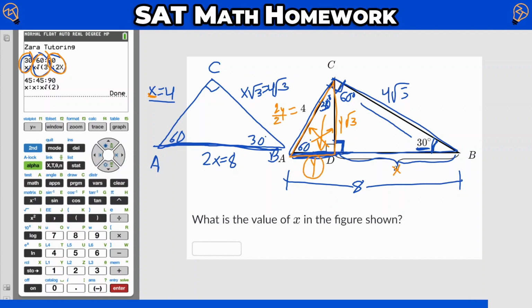So if I divide by 2 here, I find that y is 2. Well, if y is 2 and this whole thing is 8, I could do 8 minus 2 and I obtain that x is 6.